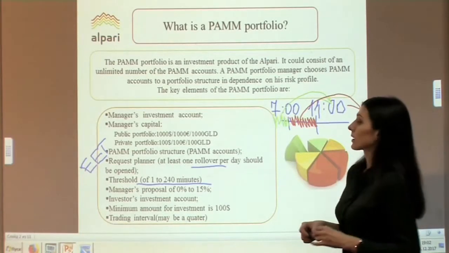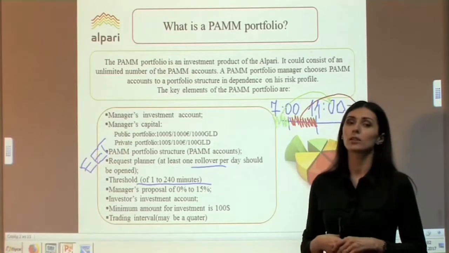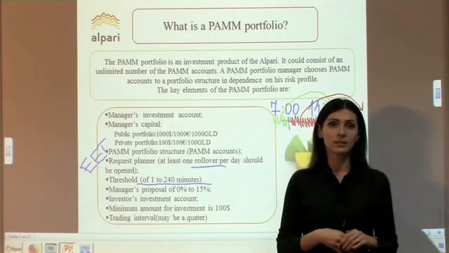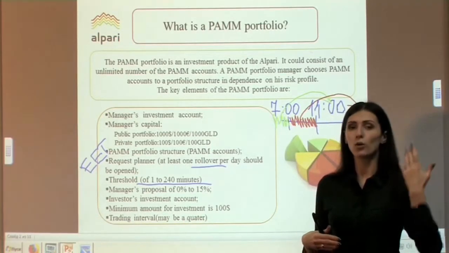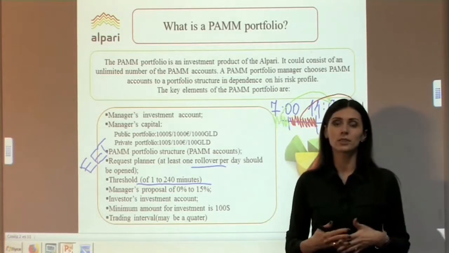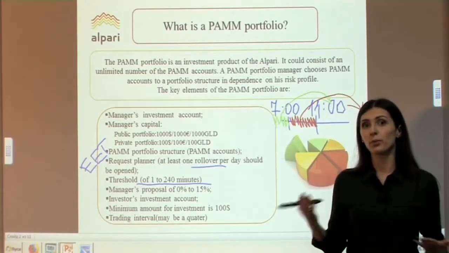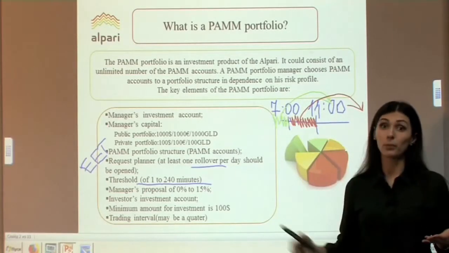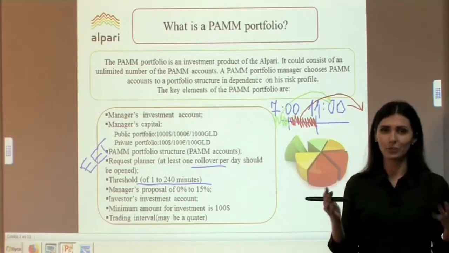Okay. The next element is the manager's proposal, which may not exceed 15%. It could be less, but not higher than 15% of the investor's profit. Here, as I said, the manager receives his remuneration for the successful managing of the PAMM accounts and of the PAMM portfolio service in general.